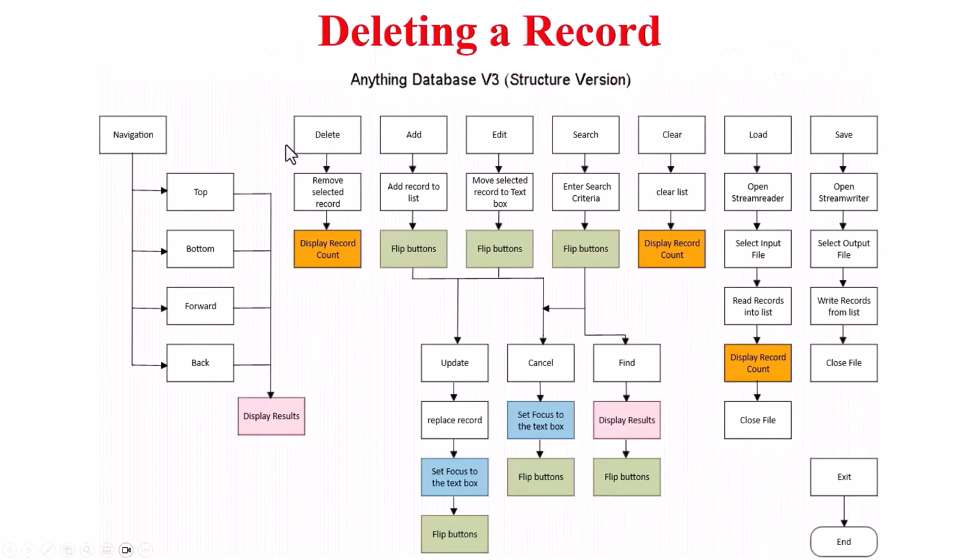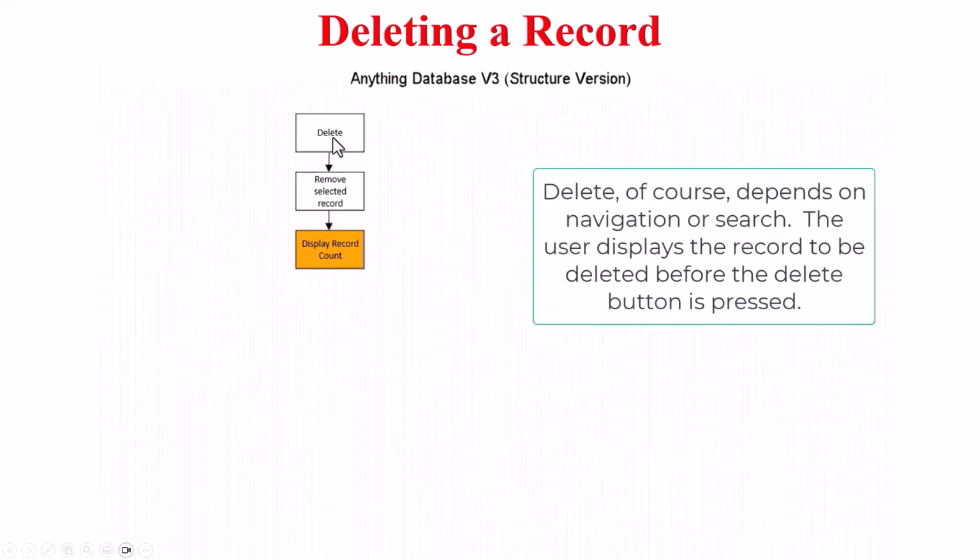Delete is shown right here, and it's relatively short and simple, as you can see. We're simply going to press the delete button, remove the selected record, and display our count, which will be decremented by 1. Let's take a little closer look at this thing, and here it is right here. Delete button. Remove selected record and display the record count. Obviously, what we're not seeing here is the navigation to that record. We need to get to the record first and then press the delete key.